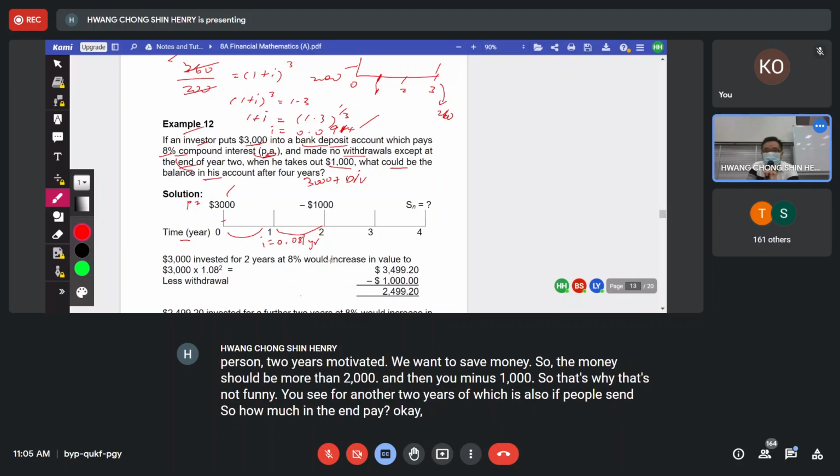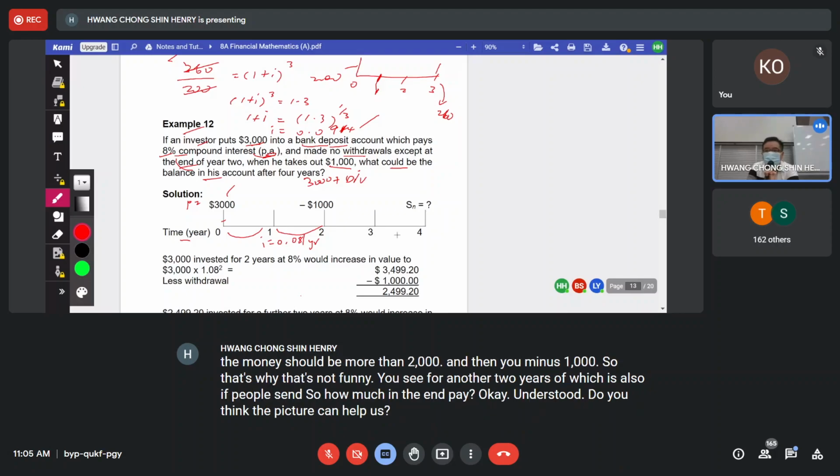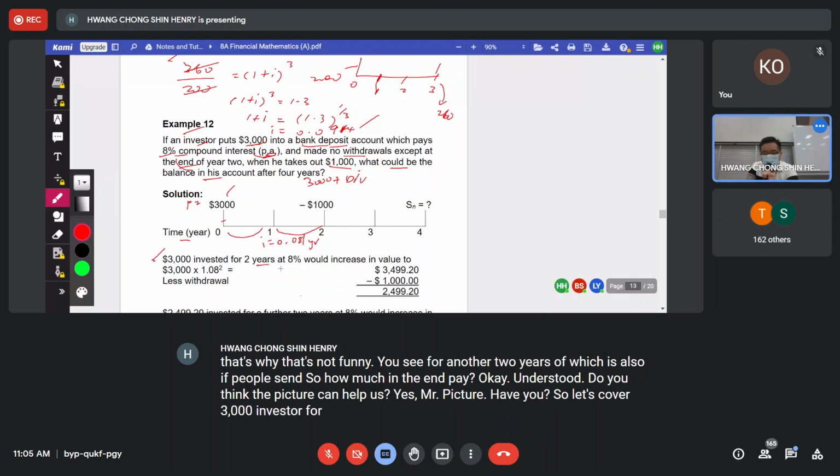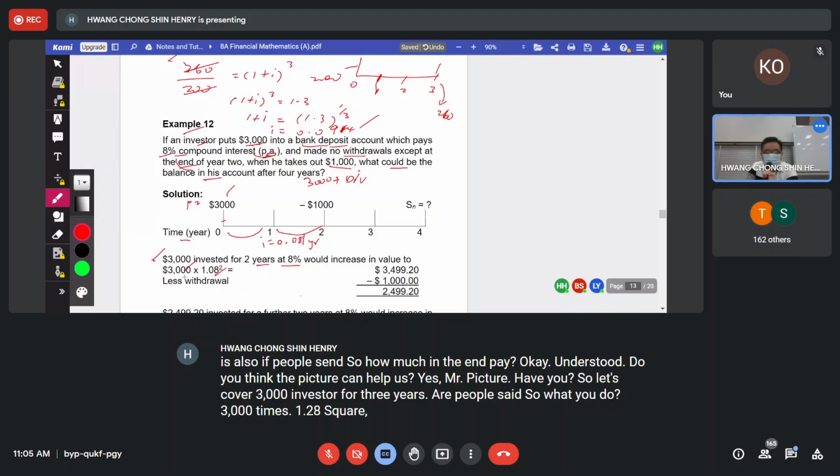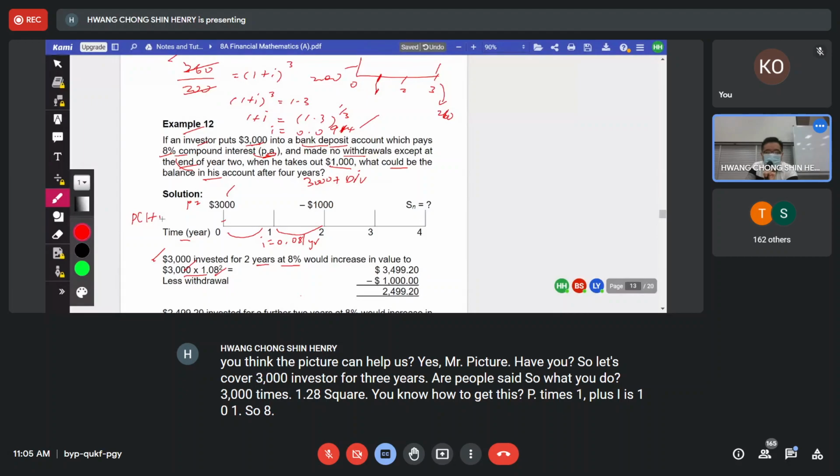Now you understand? Do you think the picture can help us? Yes, use the picture to help you. So let's cover 3,000 invested for 2 years at 8%. So what do you do? 3,000 times 1.08 squared. You know how to get this? P times 1 plus i, which is 0.08. Then 1 plus 0.08 is 1.08, then power n, right? Power 2, because it is still for 2 years.